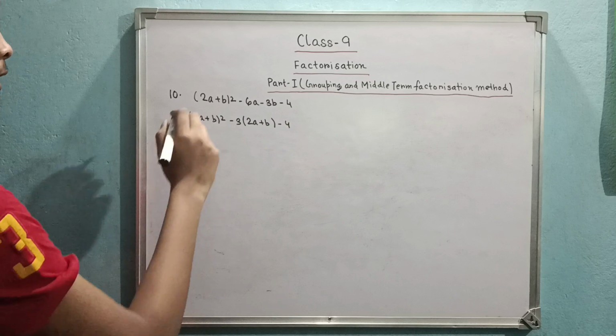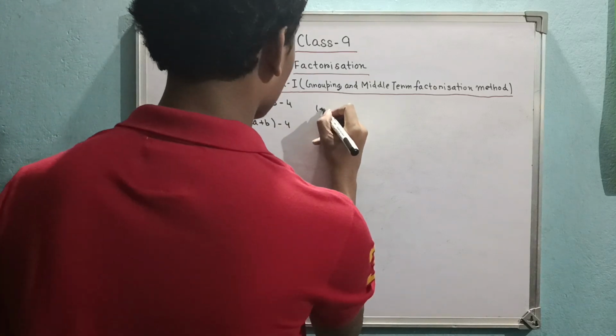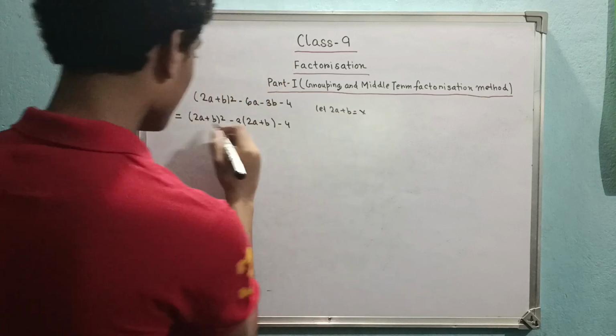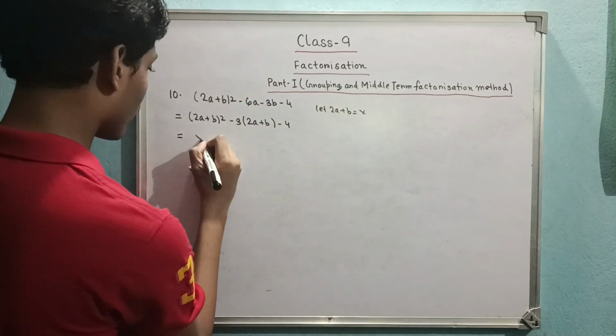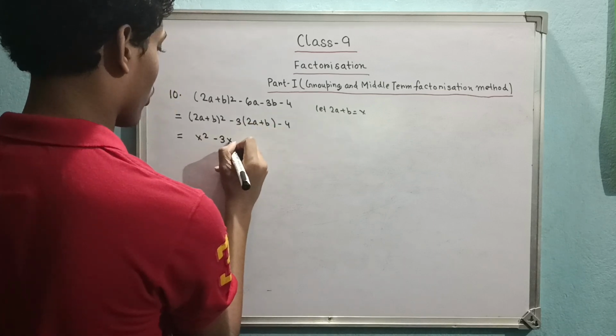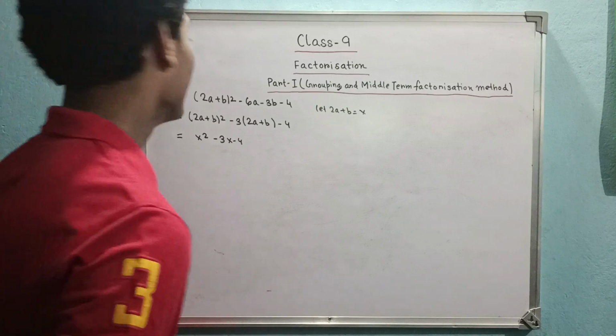Now what if we take 2a plus b as x? Let 2a plus b equal x. So then what will it become? This will become x square minus 3 into (x minus 4). Now it's looking much more neat and clean actually.